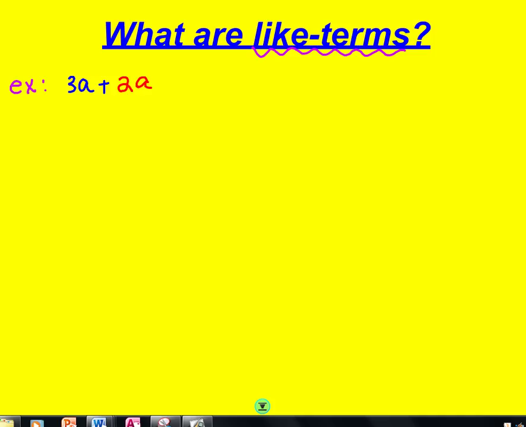So this is an example of like terms, and the reason for that is because the 3 represents how many a's I have. So the number 3 is a coefficient, and a is your variable. So I can rewrite this term as a plus a plus a. That number 3 represents how many a's I have. So that's why I added 3 a's. And if I were to look at my second term, I have 2a. So my coefficient is 2 for this term, and my variable is a. So if I were to expand this, I would also write a plus a. I only have 2 a's this time.